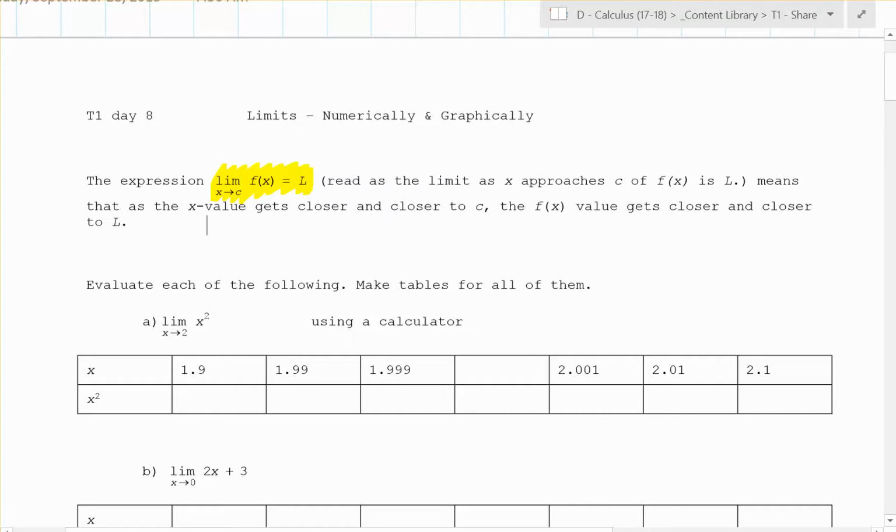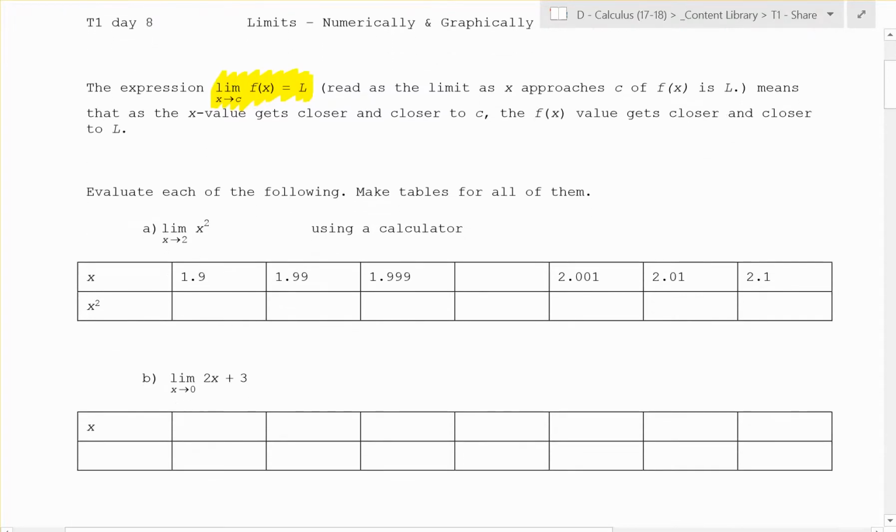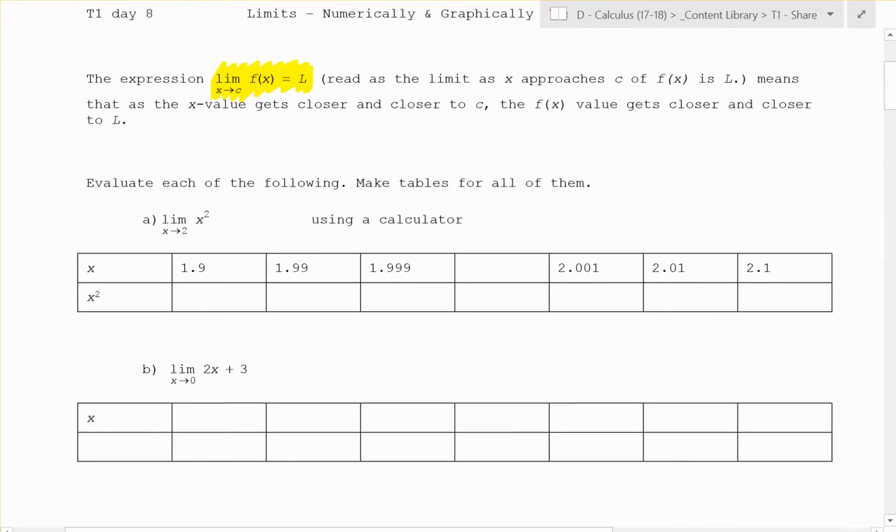So numerically, the way we can analyze limits is to make a table and to test values really close to the left and really close to the right, and trail as we get closer from the left here and from the right over here. All we're doing here is filling in a table. So we're looking at this function right here, x squared. What happens to x squared as x goes to 2?